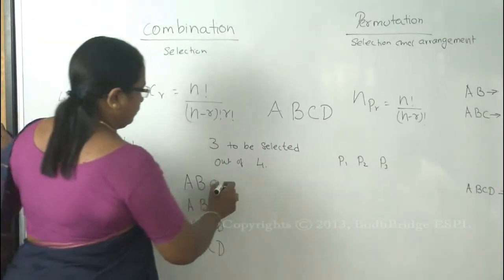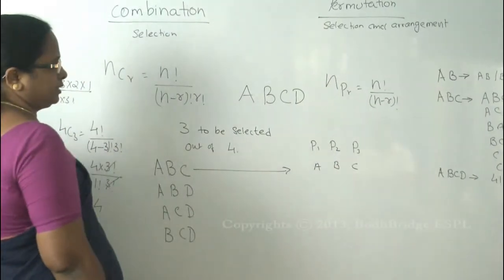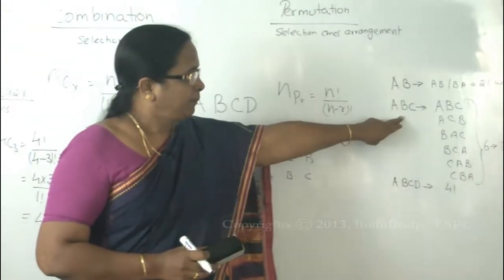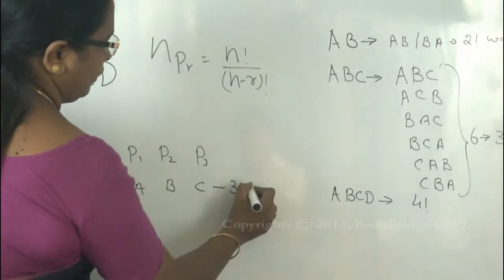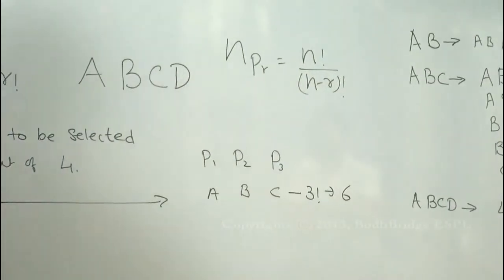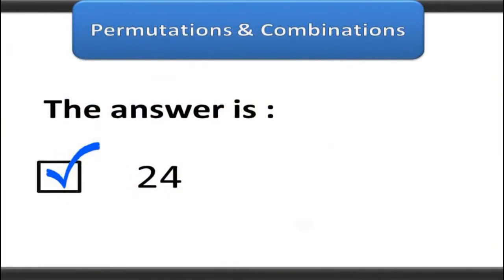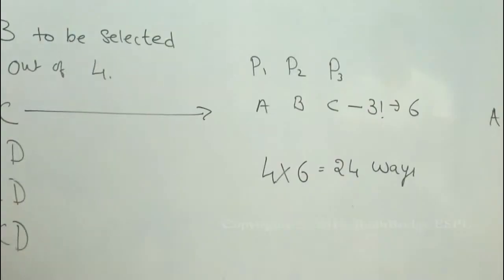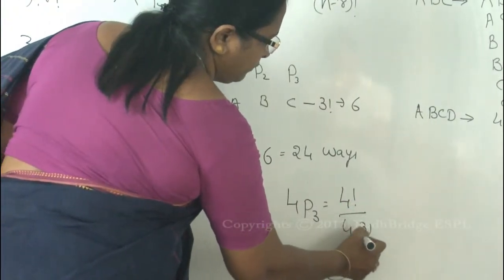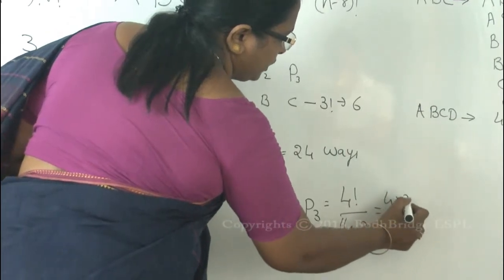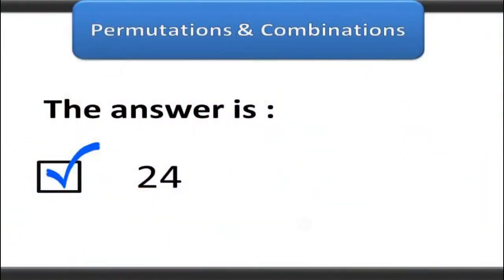Now ABC, take one of the selections here and try to arrange them in different ways. How many ways are possible to arrange ABC? As we have already seen, ABC can be arranged in 6 ways, so ABC alone takes 3 factorial ways, or 6 ways. Similarly, when I take the other 3, there are 4 different selections, and each of the selections is going to have 6 ways. So there are 24 ways to arrange this. Again using the formula, this is 4P3, 4 factorial by (4 minus 3) factorial, or 4 into 3 into 2 into 1 divided by 1 factorial, which is 24.